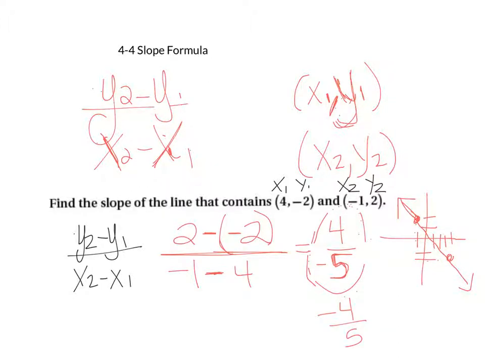So I plugged in my values, 2 minus -2 over -1 minus 4. Then use your calculator so you don't have a silly calculation error. You could also graph these points and check with rise over run, which is what I did on the side over there. And remember that 4 over -5 is the same thing as -4 over 5. Both those answers would be correct.